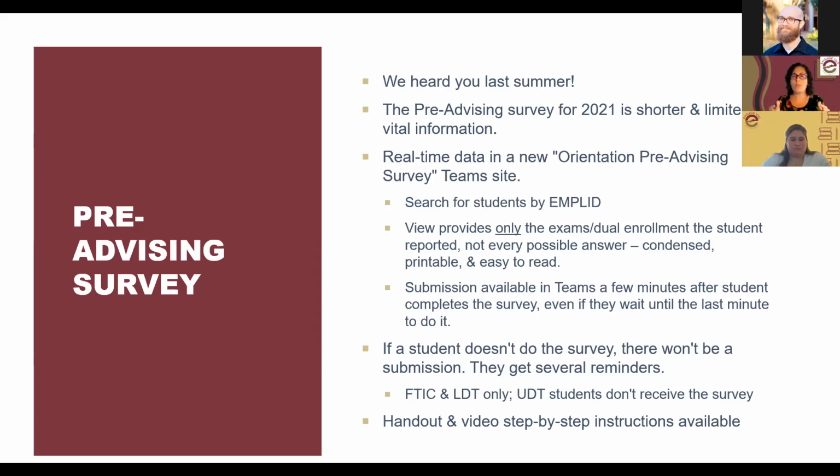What you'll be able to do is get in that team site, search for a student who's attending that upcoming orientation session by their info ID, and you'll be able to view a nice, beautiful, printable, condensed, easy to read version of their individual survey submission. It is going to have only what the student clicked and reported, not every possible thing that they could have clicked and reported on that survey. So it's an easy to read way to see the pre-advising survey information.